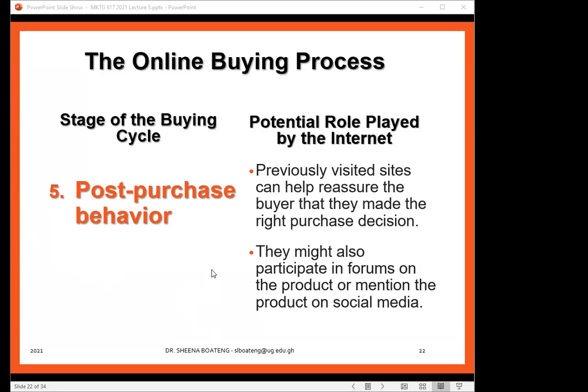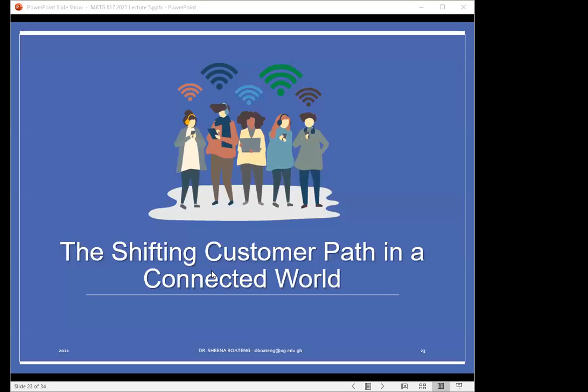Yes, Doc. Good. So now that we have done that, let's look at the shifting customer path in a connected world. We've understood who the connected customer is, the paradoxes of marketing to customers online, and we have also understood the buying process and how we can use internet technology to facilitate this process.